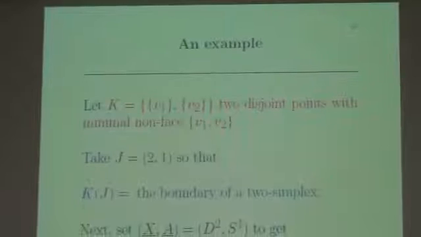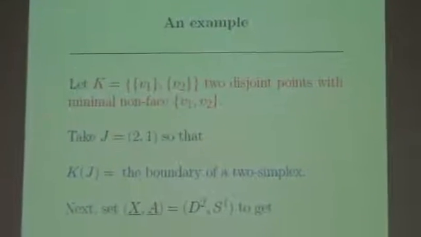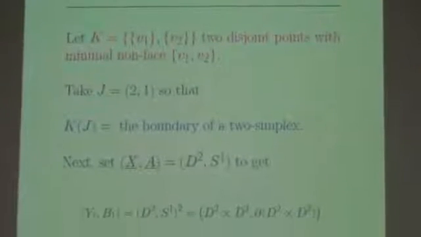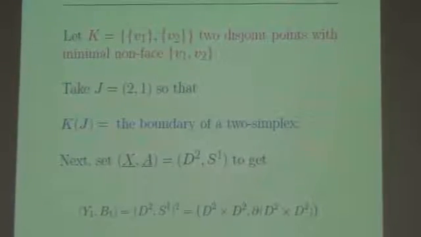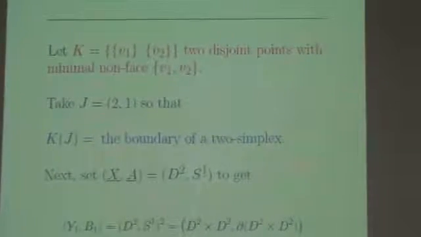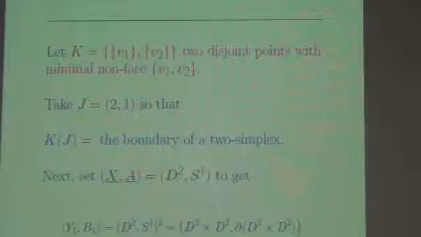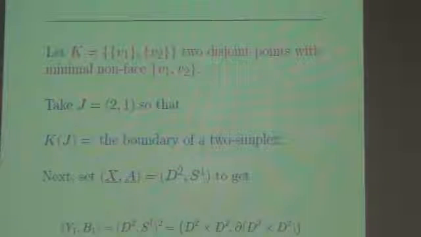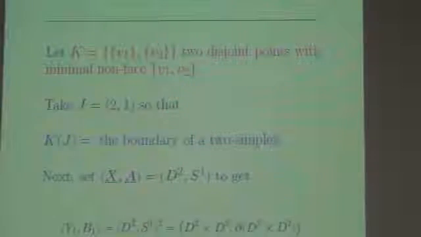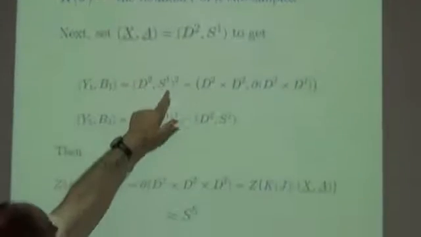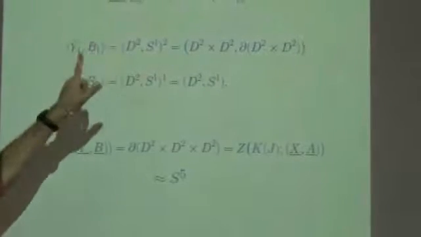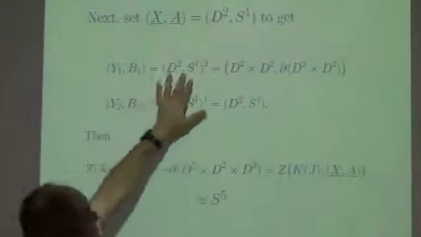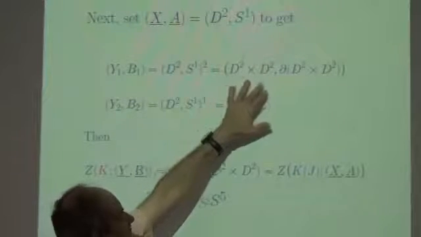Now, there are a lot of applications of that. Here is an example. I start with 2 vertices. I take J equals (2, 1), so I am going from 2 disjoint points to the boundary of a 2-simplex, right? And I take X_A to be (D2, S1). In other words, every X_A is (D2, S1), the 2-disk and the circle. So Y1 is (D2, S1) raised to the J1, and J1 is 2, so you square it. And when you square this pair, you get the 4-disk and its boundary.